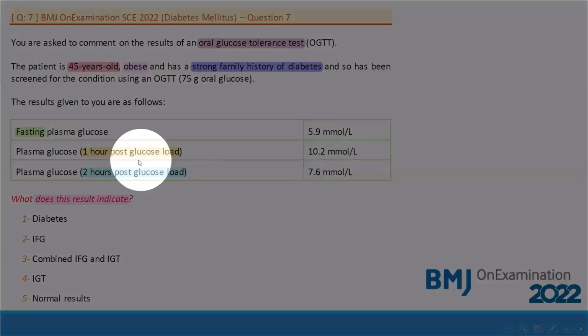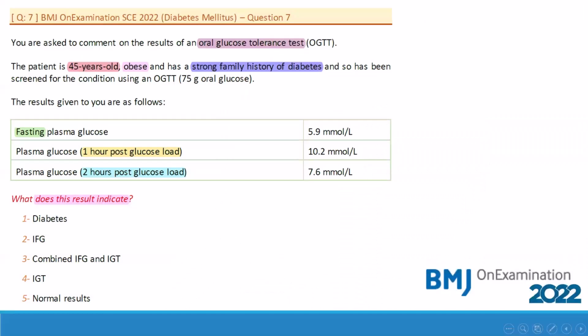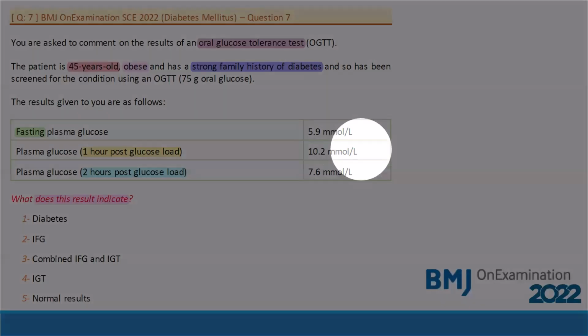So don't forget this: the 1 hour value we should ignore. One hour is not diagnostic in any society. We require fasting and 2 hours. One hour is diagnostic for GDM, and don't forget that even for GDM in NICE, they don't depend upon the 1 hour. The 1 hour is diagnostic for GDM according to the American Diabetes Association recommendation. So it is very important to know this.